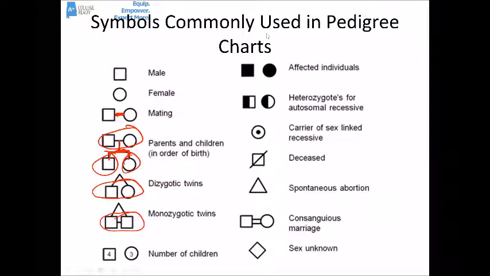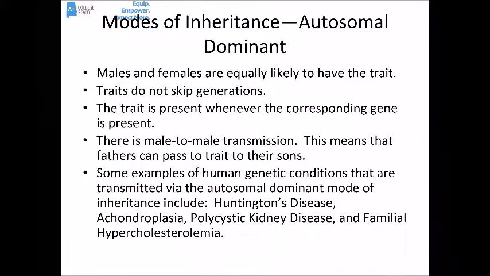And we want to be able to know how traits are passed on. We want to be able to determine the modes of inheritance of certain traits. So let's quickly run through the characteristics of these modes of inheritance. So traits that are autosomal dominant, this means that the alleles for them are on an autosome, a non-sex chromosome. And dominant means you only have to have one allele to have the trait.